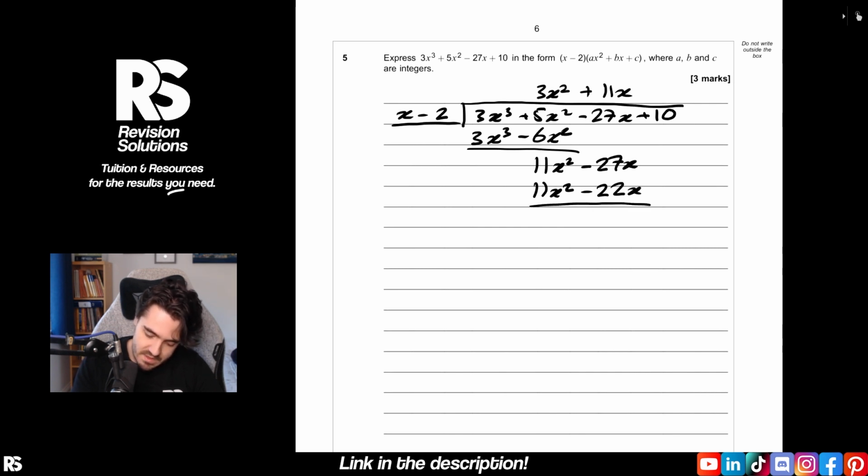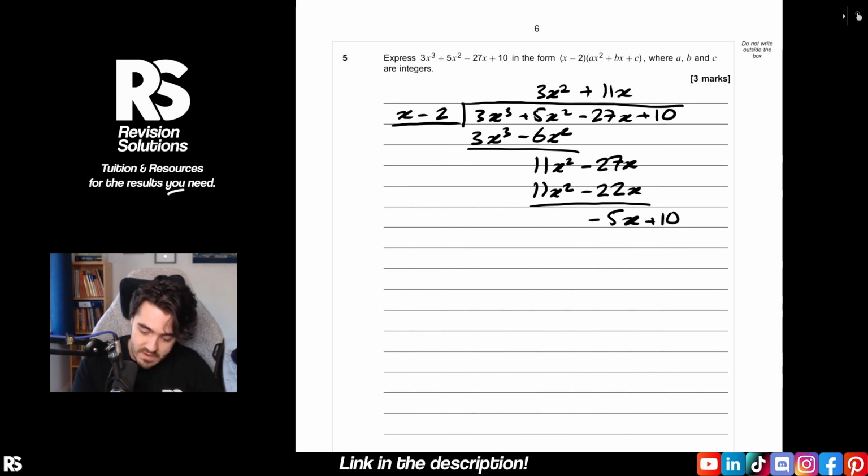We've got to watch out again here for a double negative. So it's minus 27 minus 22, so plus 22. That's going to leave us with minus 5x. And again, I'm going to bring down this to here, just so I can see it all in one row. So that would be plus 10 on the end here.